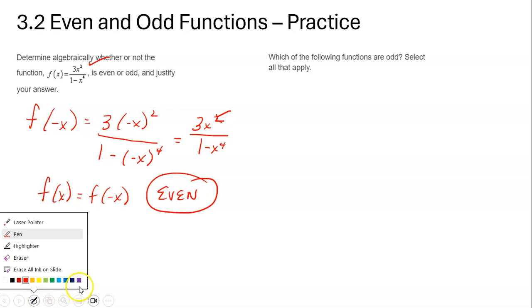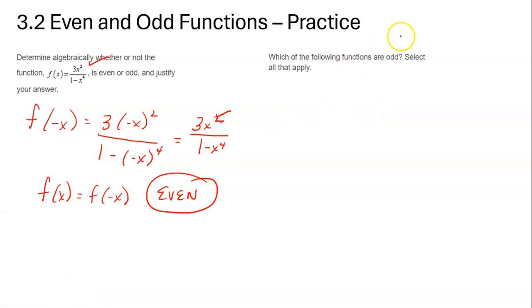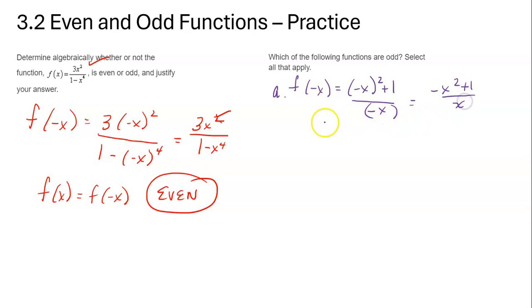Okay, let me pick a different color. Which of the following functions are odd? Select all that apply. I didn't copy and paste those, but there are 4. So I'm going to go ahead and work through them. A: f of negative x is negative x squared plus 1 over negative x, which is negative x squared plus 1 over x. So what we have here is f of negative x is equal to negative f of x, which is odd. So there's 1.